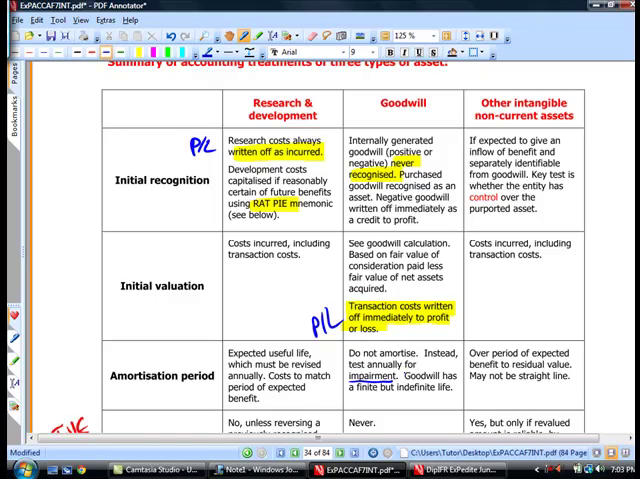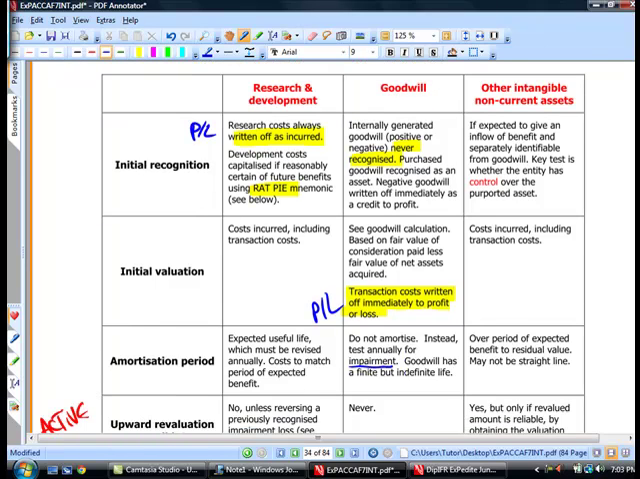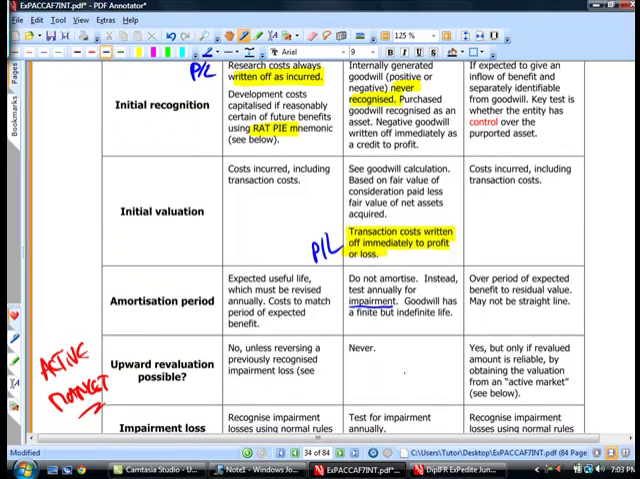And the other intangible non-current assets, which is pretty much everything else, licenses, patents, trademarks, we will be recognizing them if we have control and if it will generate us future economic benefits. Initial valuation is all costs incurred, including transaction cost. And the amortization period will be over the period in which we are expecting benefits from the patent. It does not necessarily mean that it should be straight line.